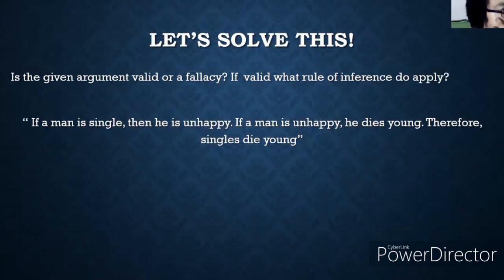Okay, let's try to solve this one. Is the given argument valid or a fallacy? If valid, what rules of inference apply? If a man is single, then he is happy. If a man is unhappy, he dies young. Therefore, single dies young. Would you believe in this one?